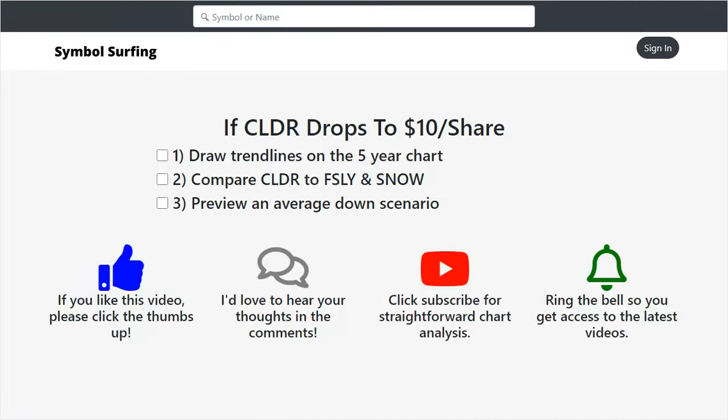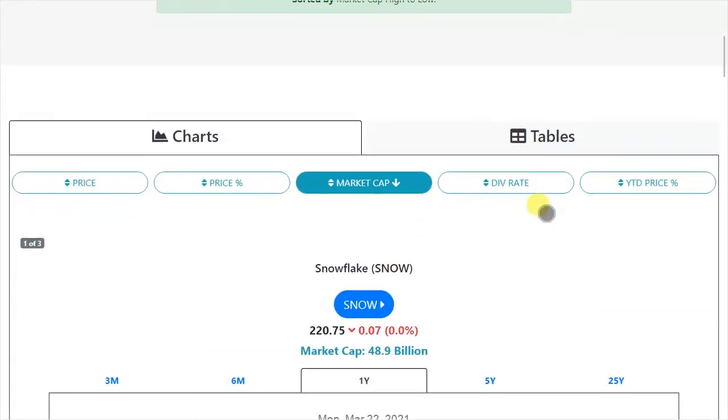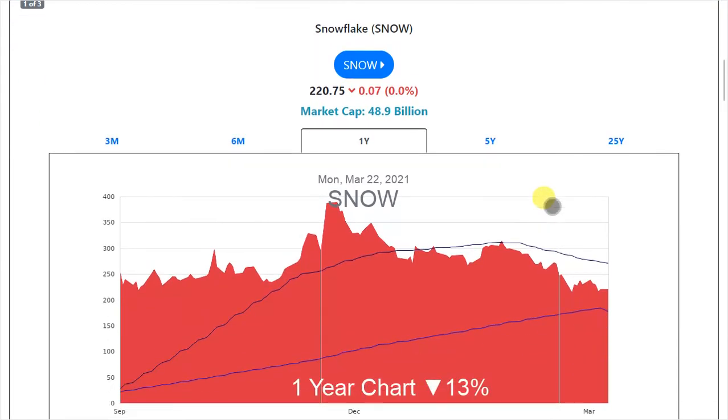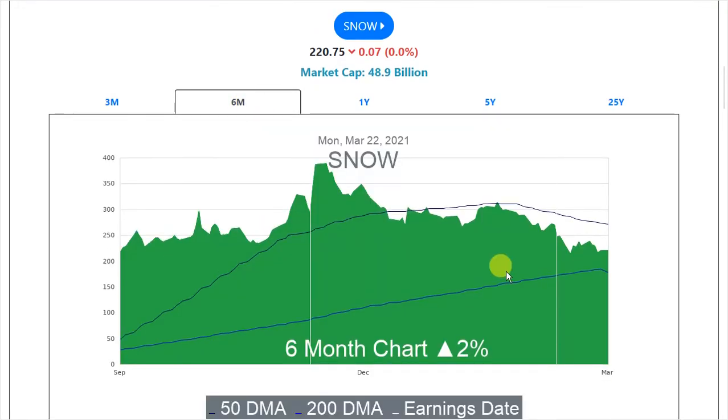Let's go back to this. So we did draw trend lines on the 5-year chart. Now I want to compare CLDR with FSLY and SNOW. Snowflake, I want to just jump right to the 3-month chart because this one just went public, I guess in September, so we only have about 6 months of info for it.